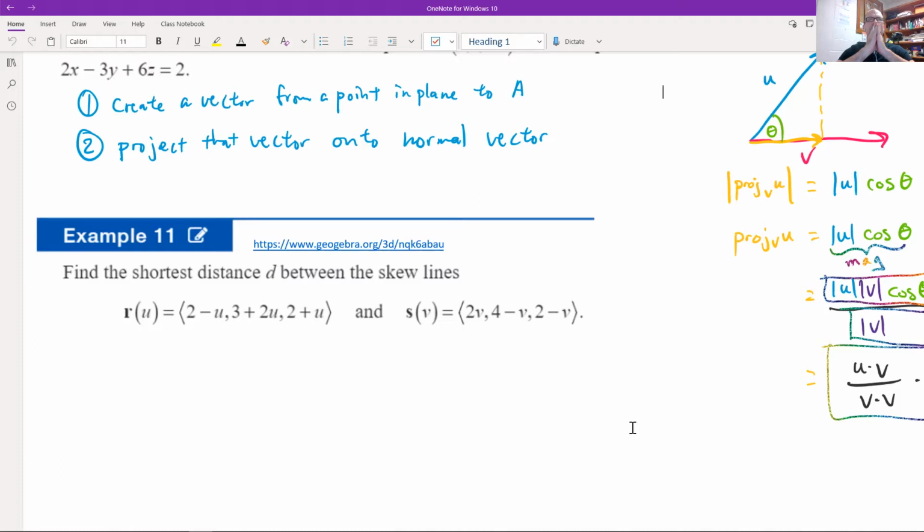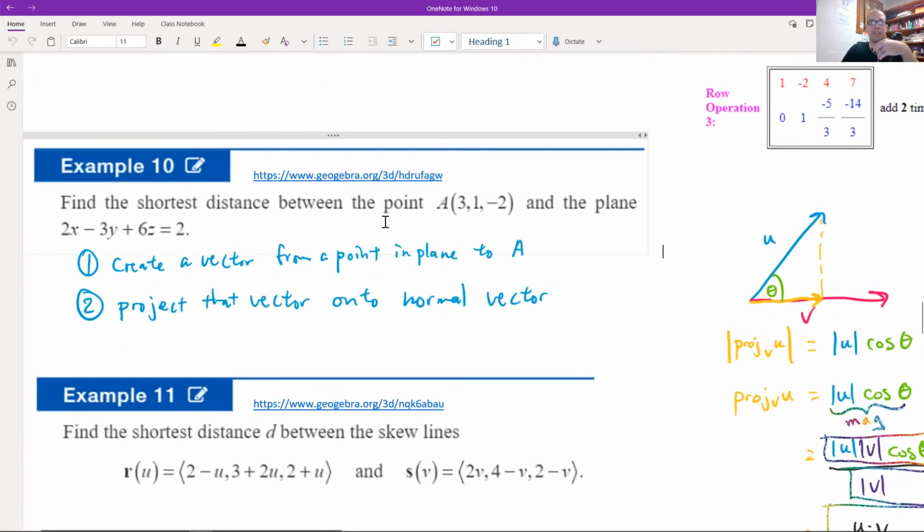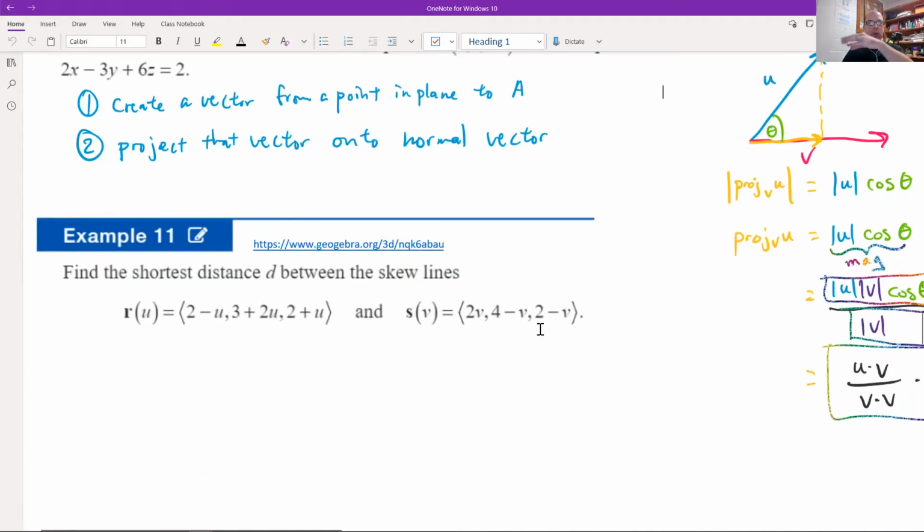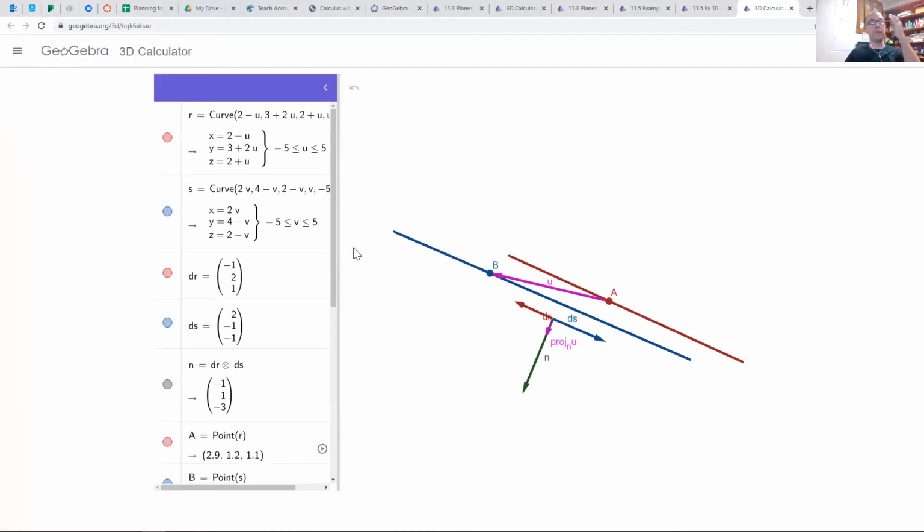And then we're going to project a vector that starts at one line and ends at the other one, just like we had a vector that started on the plane and ends at the point. We're going to have a point on one line and a point on the other line, and we're going to project that vector onto the normal vector again. So this is our last one.